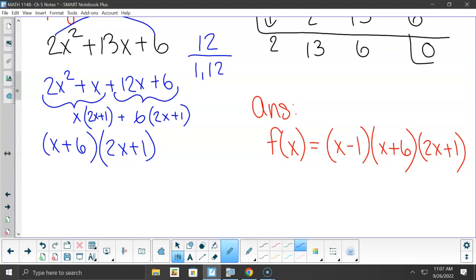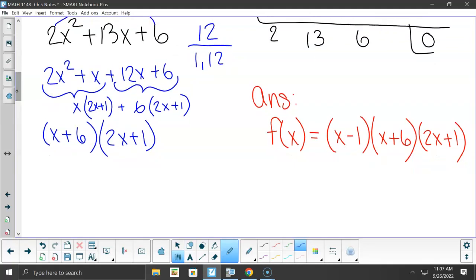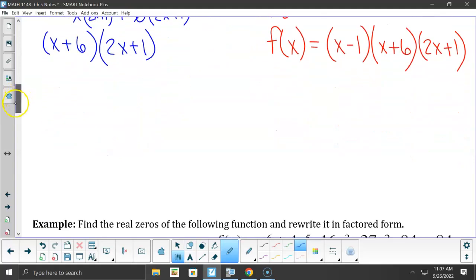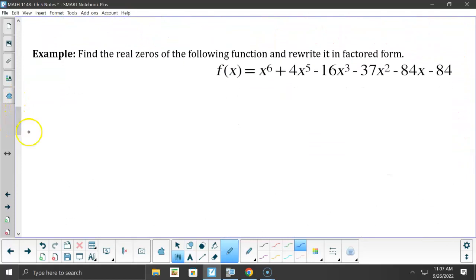All right. Ready? So that would show up on a non-calc active part for your test because, let's be honest, all of those are reasonably nice numbers. Yes? So here is the next one. Not so nice on this one. Do you have calculators with you? Because we're going to need it.